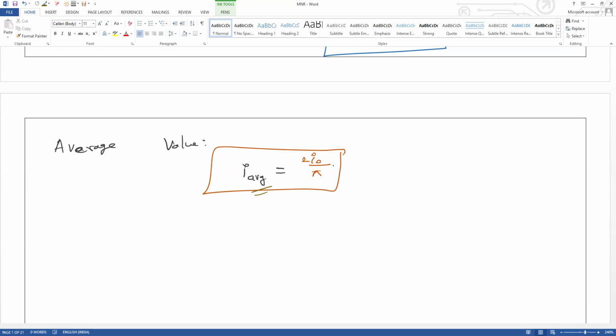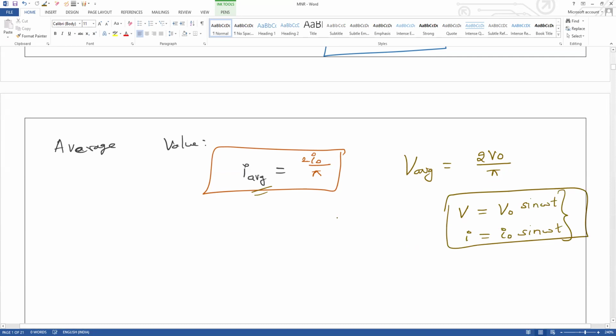Same way, you might all have studied a similar formula for V naught also. So what is the V average formula? V average equals 2 V naught divided by pi. Is it right? Because for AC currents we have two equations: V equals V naught into sine omega t and I equals I naught into sine omega t. Do you all remember these equations? So did you study this formula: I average equals 2 I naught by pi and V average equals 2 V naught by pi?